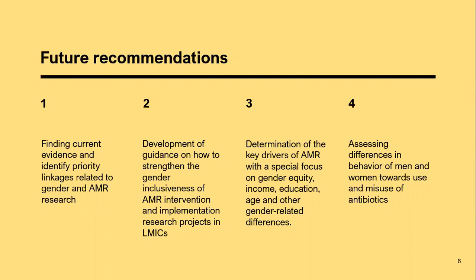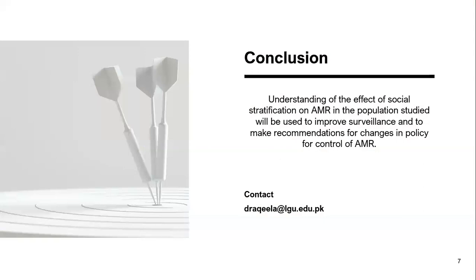So, to sum up all this, it is extremely important to find out how men and women and other people living in the society are at risk of development of antimicrobial resistance. To conclude, understanding of the effect of social stratification on AMR in the population studied will be used to improve the surveillance and to make recommendations for changes in policy for control of antimicrobial resistance.